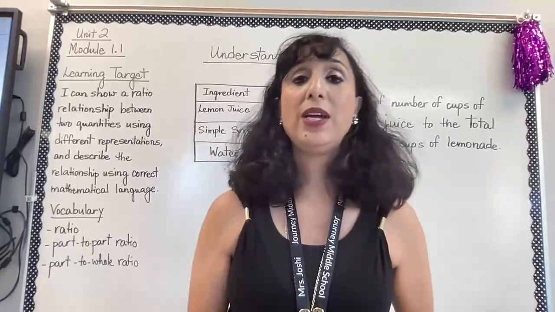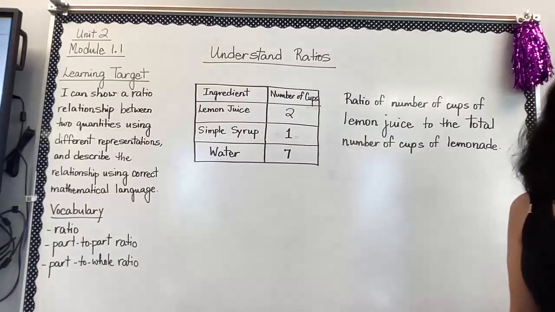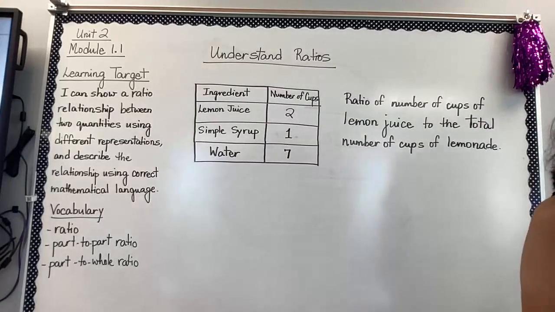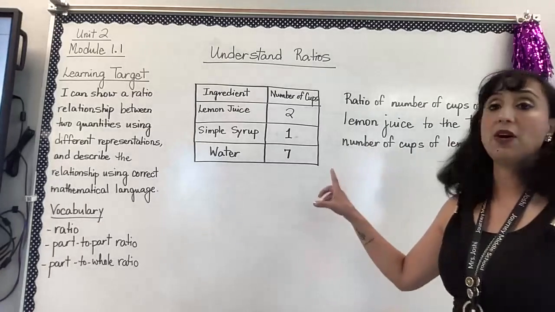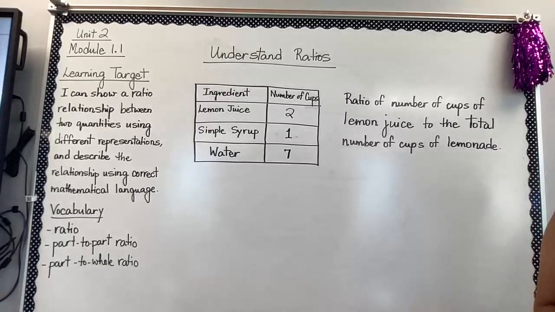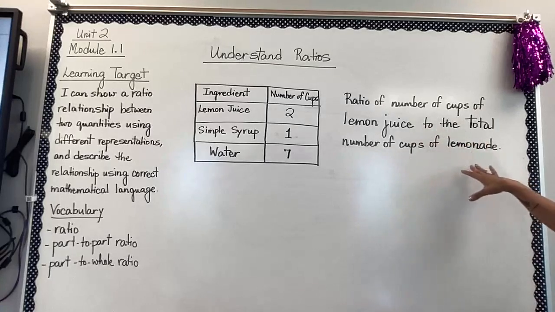So let's start with looking at a table that I have created over here. The table shows the ingredients needed to make the total amount of lemonade. We're going to discuss what the total amount of lemonade is in a minute. And how does the number of cups of lemon juice compare to the total number of cups of lemonade? Okay, so let's look at this. A ratio of the number of cups of lemon juice to the total number of cups of lemonade.